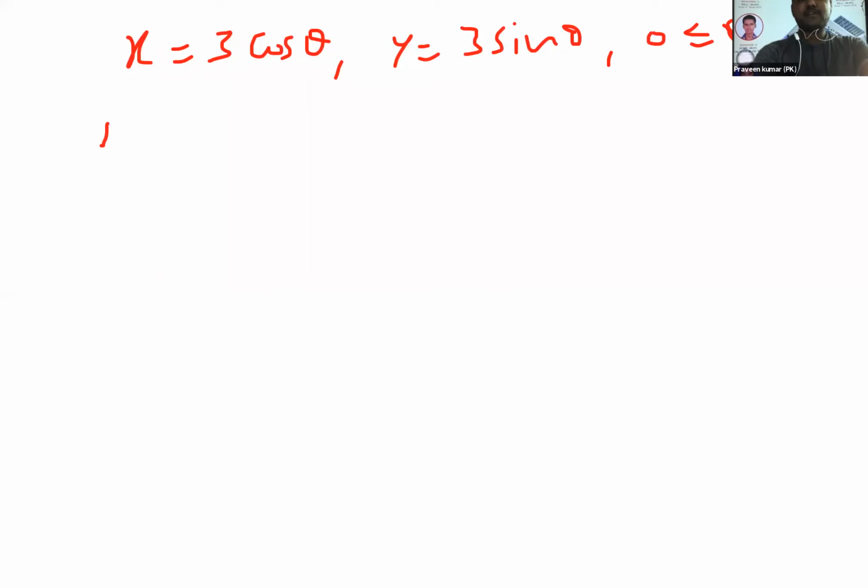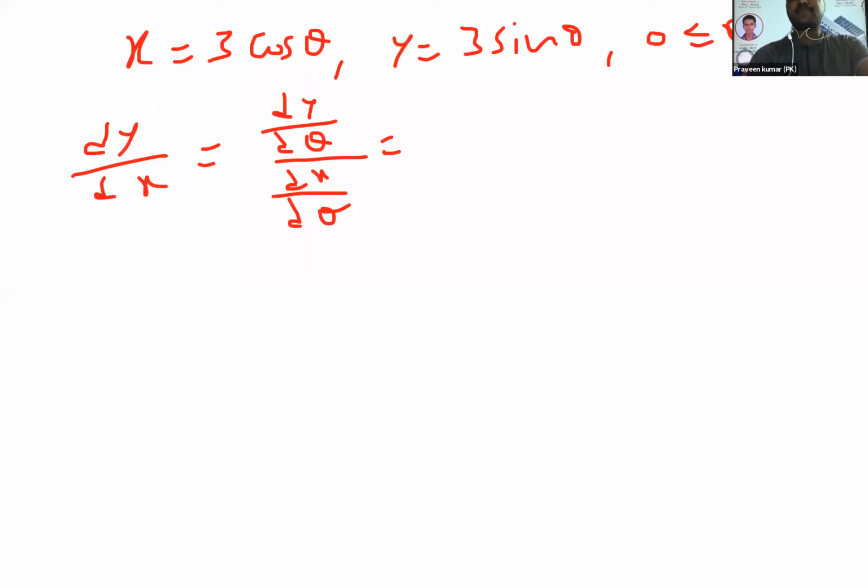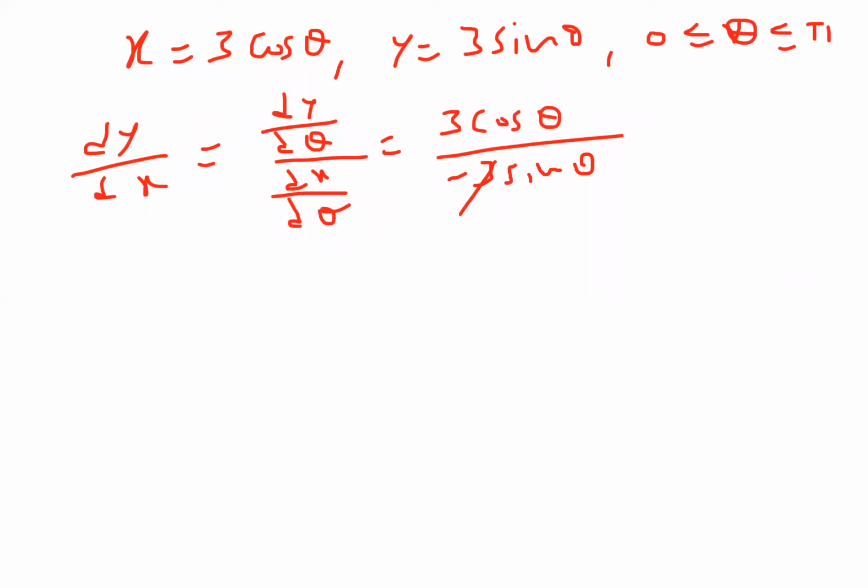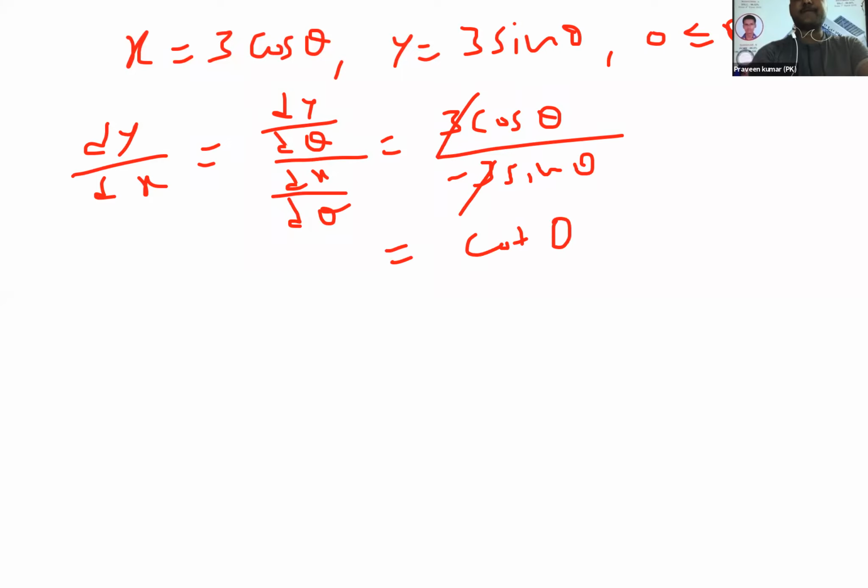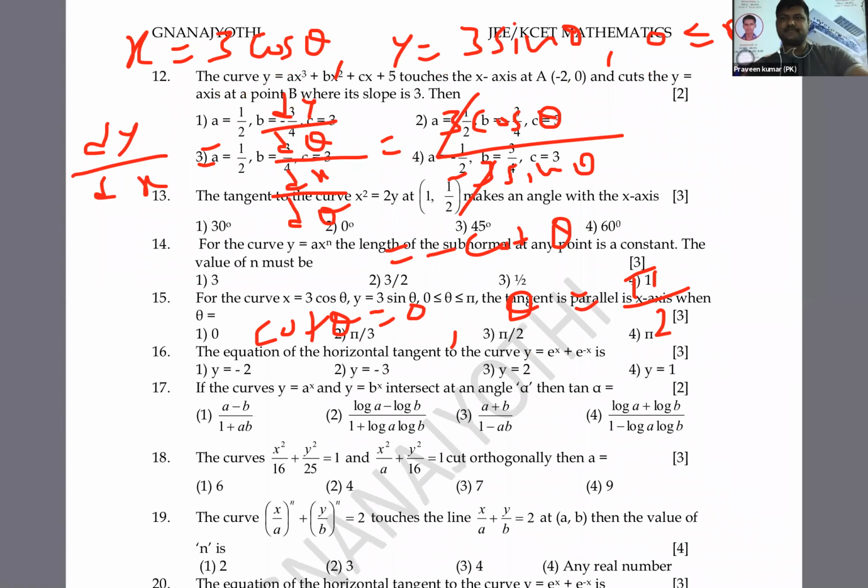Okay. Dy by dx, a little shortcut, I can write dy by d theta divided by dx by d theta. That means 3 cos theta by minus 3 sin theta. 3 cancels, cos by sin is minus cot theta. They said parallel to the x-axis means slope becomes 0. Cot theta is 0. Cot theta is 0 means what is the theta value? Pi by 2, right? Which option? Third option, right? That's it.